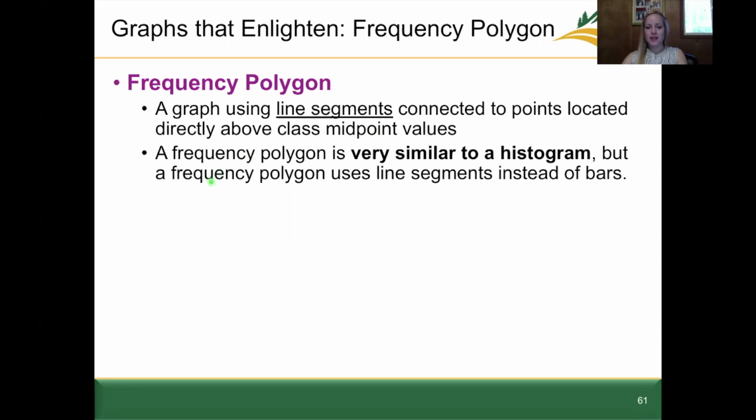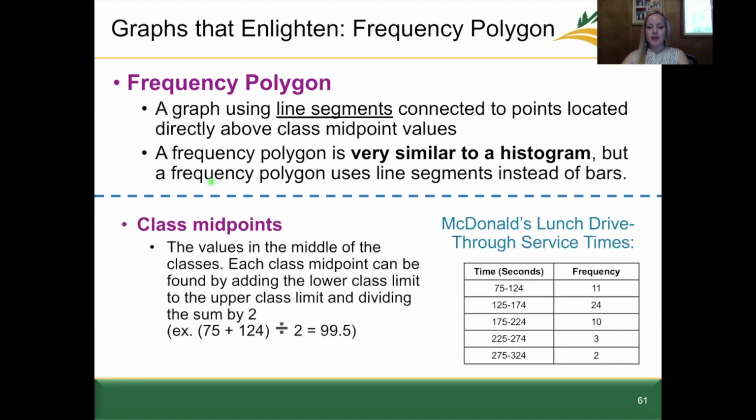Now I know you remember this, but let me refresh you on the meaning of a class midpoint value. If you recall from our lecture on histograms, class midpoints are the values in the middle of the classes, where each class midpoint can be found by adding the lower class limit to the upper class limit and dividing that sum by 2. So going back to our histogram section, we add our lower class limit of 75 plus our upper class limit of 124 and divide that by 2 to get a class midpoint of 99.5. To find our other class midpoints, we would repeat that for each of these classes or categories.